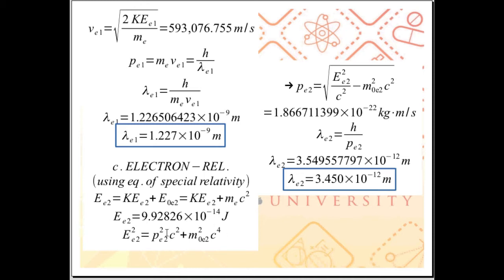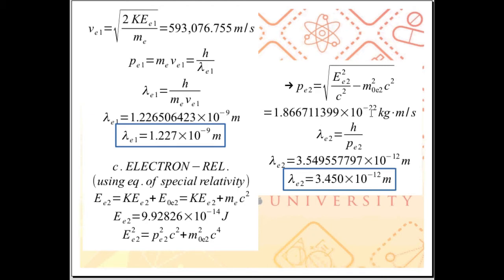Knowing that p for a de Broglie wave is equal to h over lambda, we need to isolate p in this equation. Once we isolate p, we already know all the values. We calculated E, total energy E2. We know the mass of the electron. We know the speed of light in vacuum. We are able to calculate the momentum of the object, the electron.